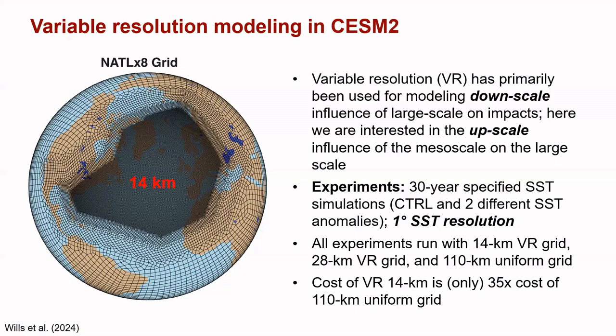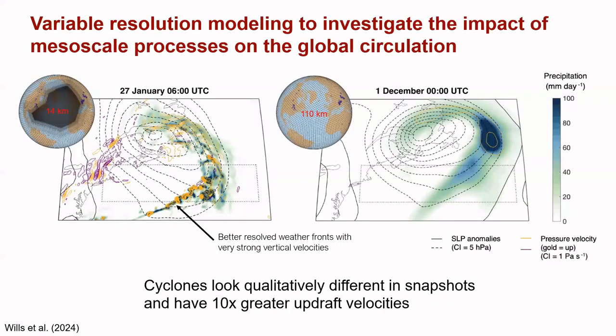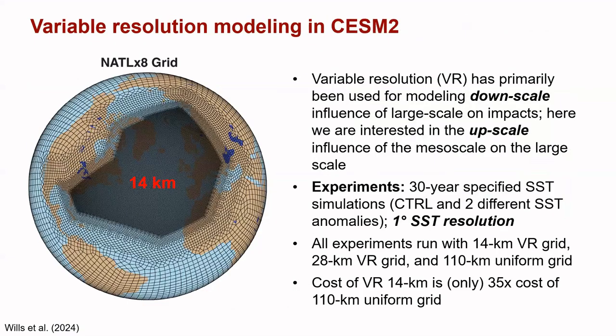So we're really looking at what's the impact of increasing the atmospheric resolution in isolation, because we're running with this nice 14-kilometer grid shown here, and also a 28-kilometer version of it, and a uniform 110-kilometer resolution to compare it to what's more typical of an atmospheric model used in CMIP. And using this variable resolution means it's about 1/10 the cost of running this 14-kilometer globally.